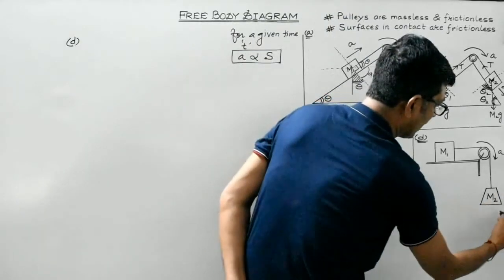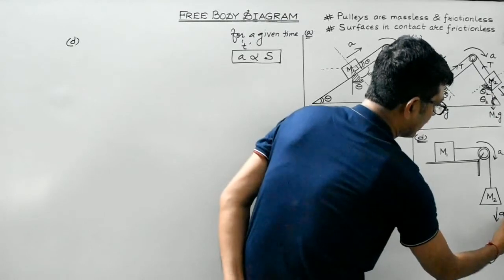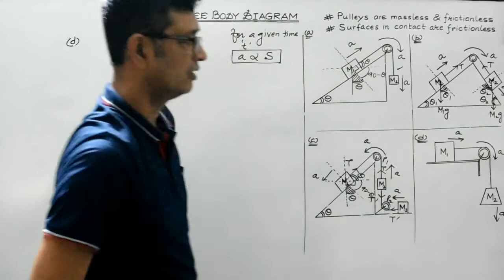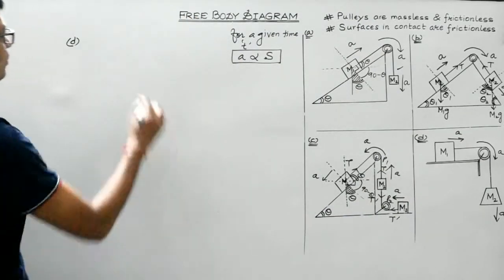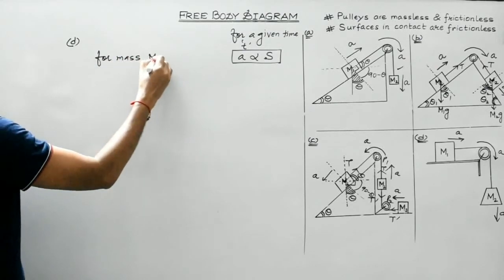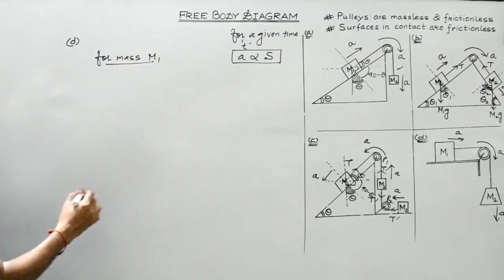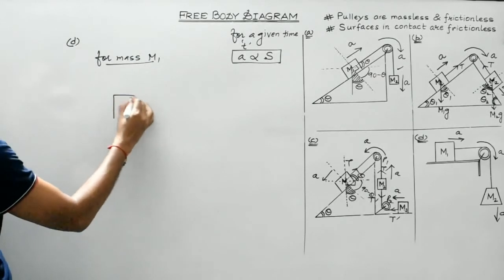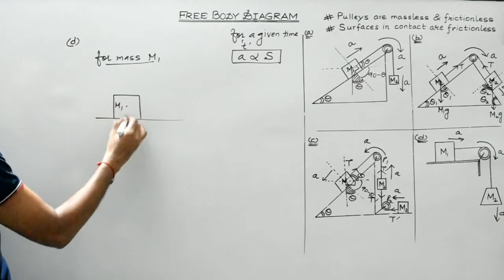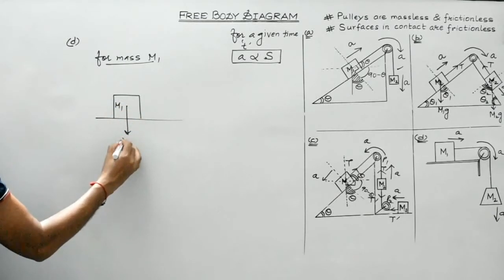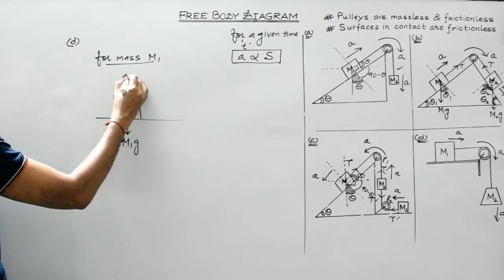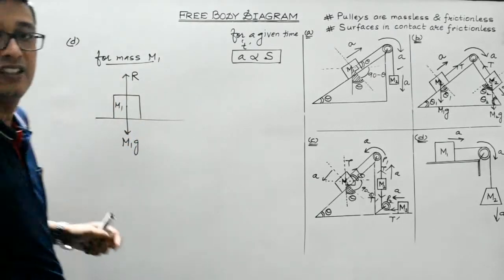So, if this body is having acceleration in the downward direction, this body will have acceleration towards right horizontally, right? Let's draw the free body diagram for mass m1. The body is on the horizontal surface like this. So this is m1. What are the forces acting over here? One is its weight. The other one is the reaction force, which always acts perpendicular to the surface over which the body is placed, isn't it?